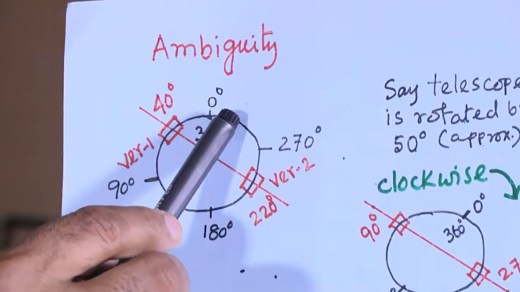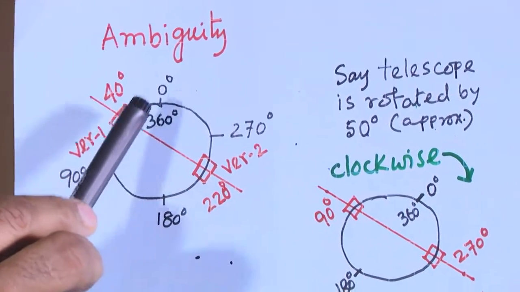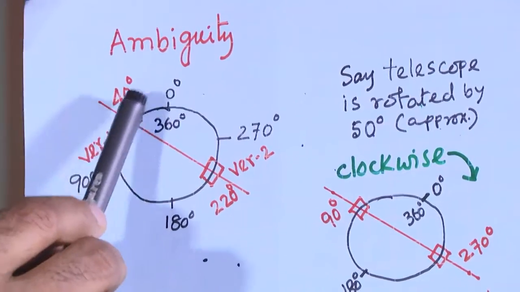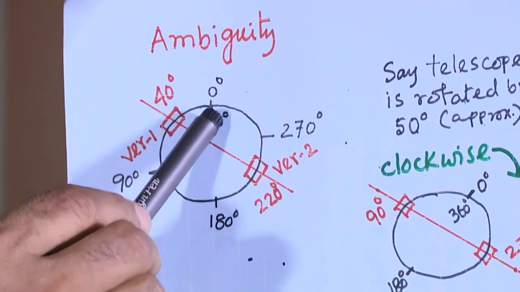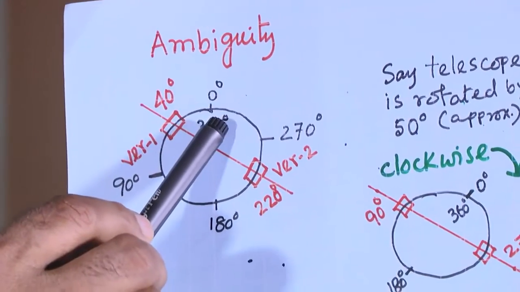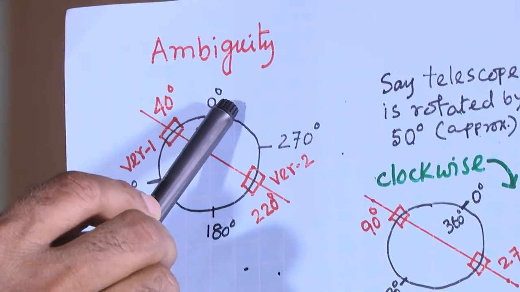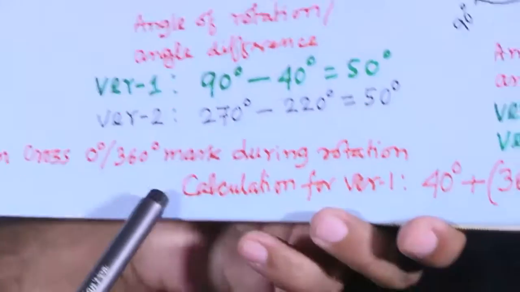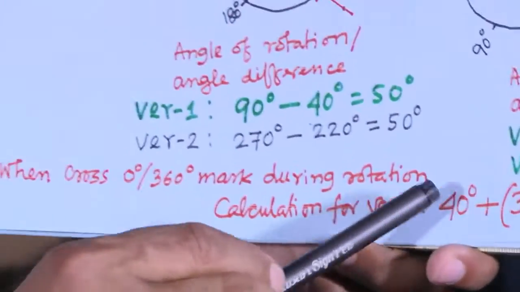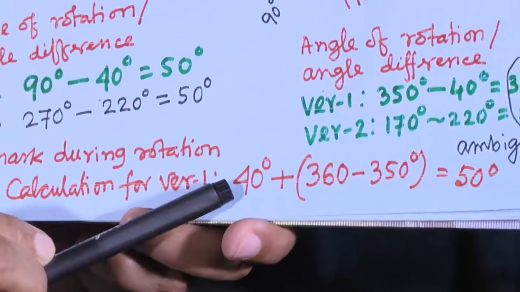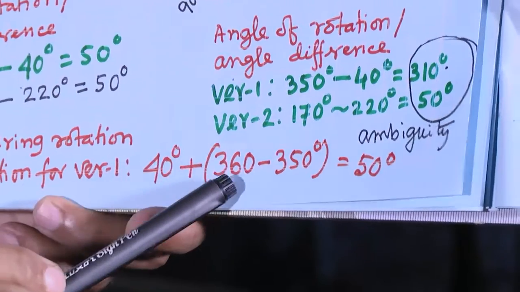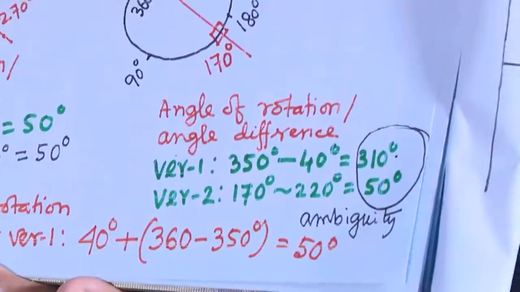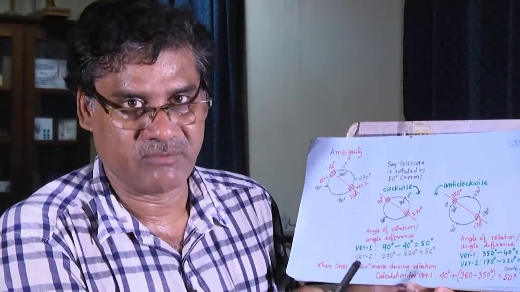So, how do we find out this 10 degrees? Basically, 360 degrees minus 350. In such a case, you have to take 40 plus this reading, which is not 0: 360 degrees minus this 350 degrees, that is basically 10. So, 40 plus 10 equals 50. So, the calculation for this vernier 1, we have to do like this: 40 degrees plus 360 minus 350 degrees, equal to 50 degrees. Okay. So, that is the ambiguity. One has to be very careful during calculation.